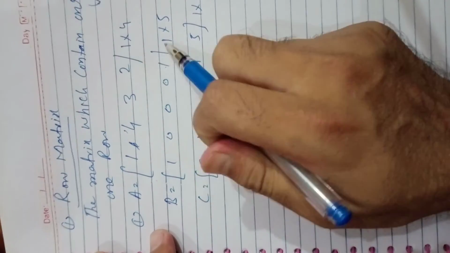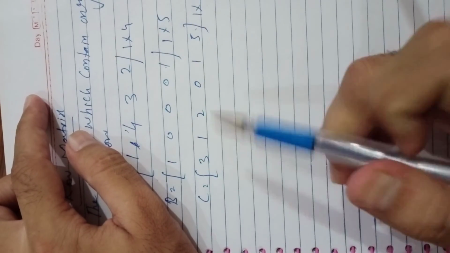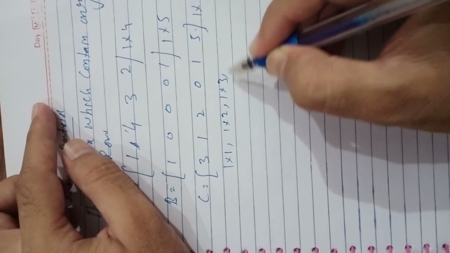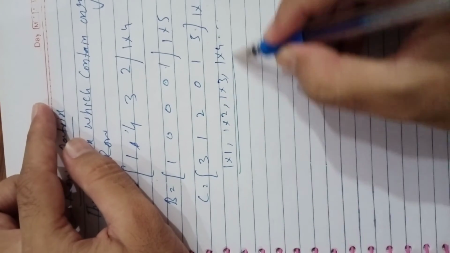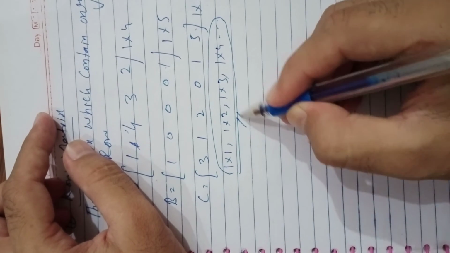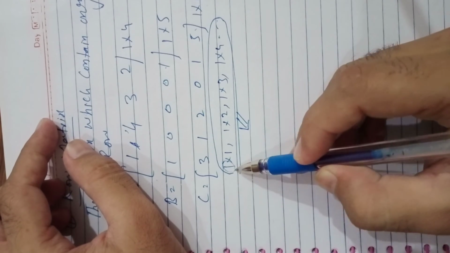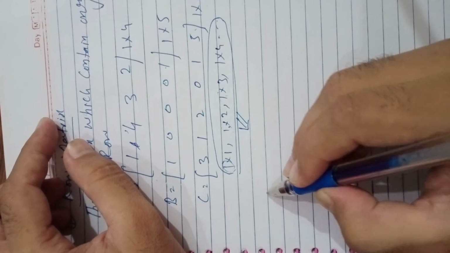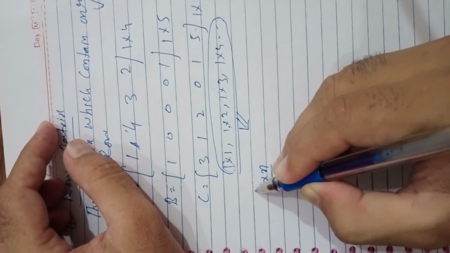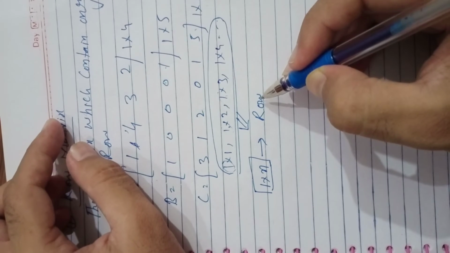It means it has only one row and its column can be changed 4, 5, 6. It can be 1 cross 1, 1 cross 2, 1 cross 3, 1 cross 4, etc. These all are called row matrix. From this we can conclude that it has only one row. So the general order will be 1 cross n. The matrix of order 1 cross n is known as row matrix.